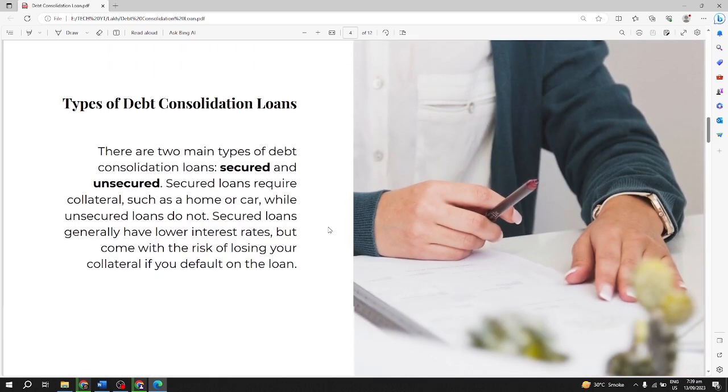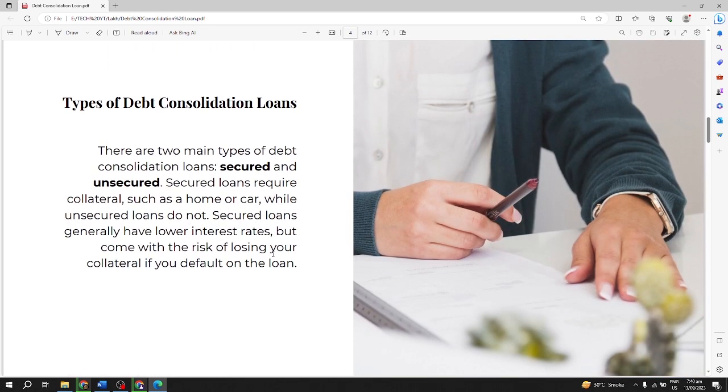So the next slide is types of debt consolidation loan. There are two main types of debt consolidation loans. Number one, secured, and the second one is unsecured. Secured loans require collateral such as a home or car, while unsecured loans do not. Secured loans generally have lower interest rates but come with the risk of losing your collateral if you default on the loan.